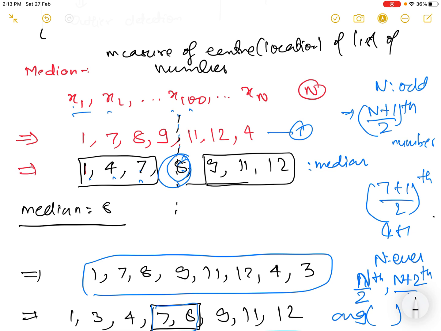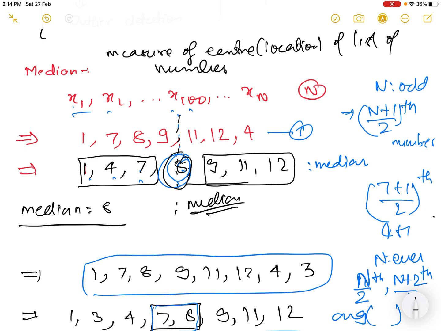First I'll explain with the help of an example, then I will give you a general formula. Say you have an odd number of data points: 1, 7, 8, 9, 11, 12, 4. Somebody asks you to calculate the median. You will arrange them in ascending or descending order. I have arranged them in ascending order, you can do descending also: 1, 4, 7, 8, 9, 11, 12. Around 8, you have 3 data points on the left and 3 data points on the right. That is, 8 divides your data set into 2 equal parts. That means your median is 8.